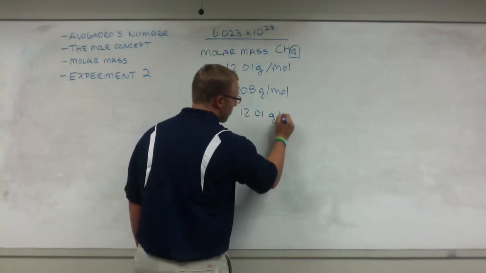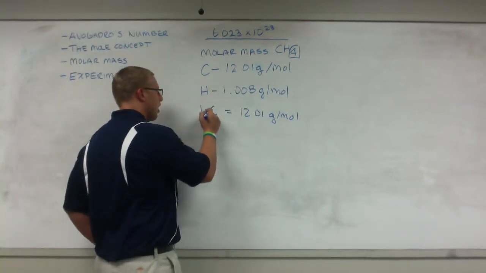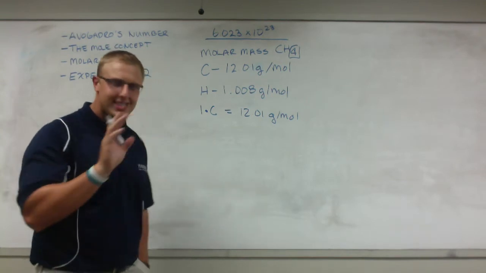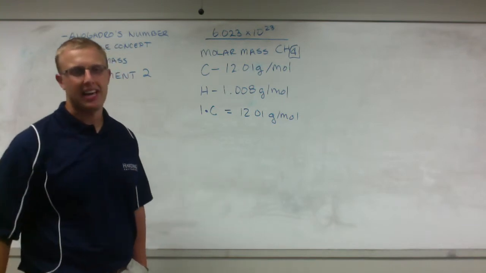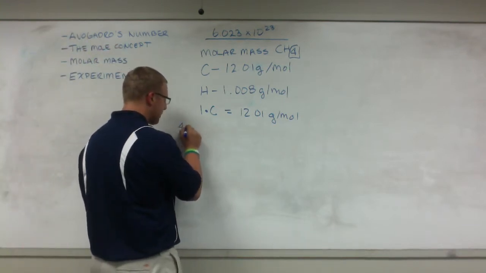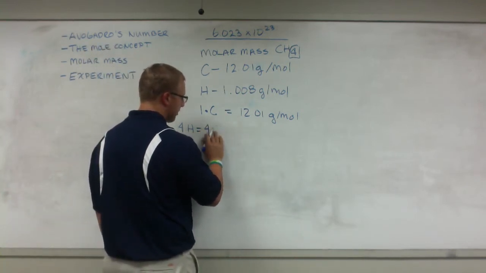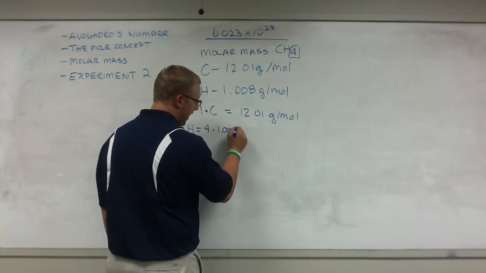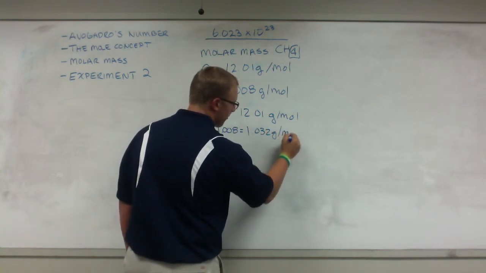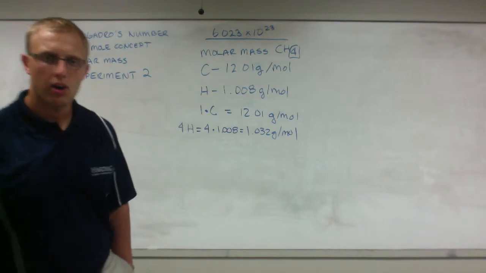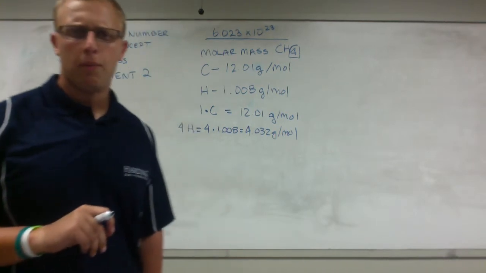12.01 grams per mole. So now we have the mass that our carbon adds to our methane molecule. Well, then we say, but there's 4 hydrogens. So what's the mass that hydrogen adds to the methane? Well, hydrogen adds 4 times H, right? 4 times the atomic mass, which is equal to 4 times 1.008, which is equal to... Sorry, 4.032 grams per mole. Right?